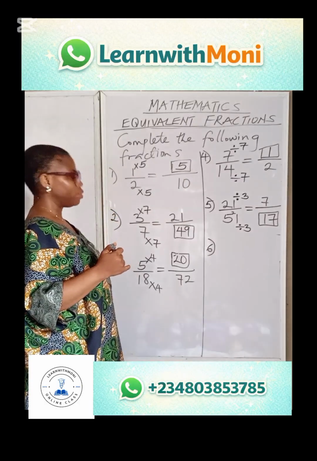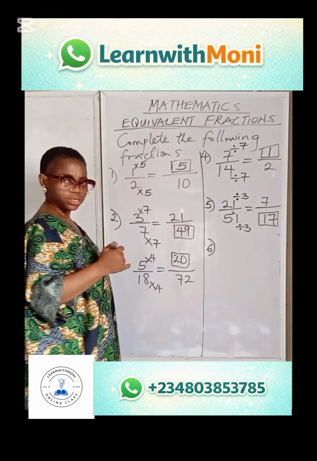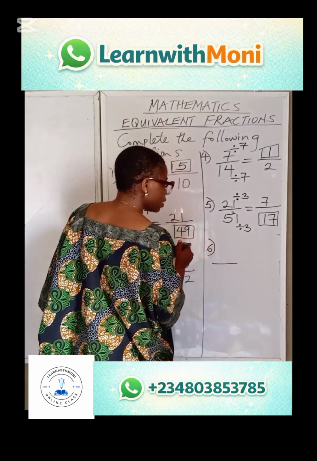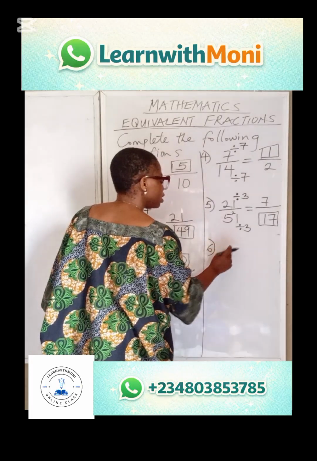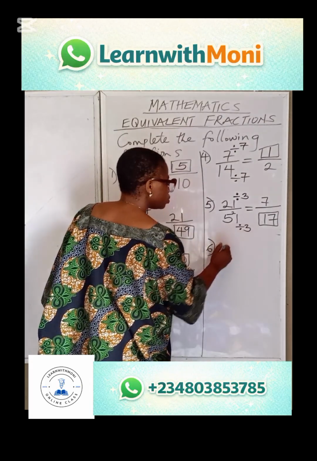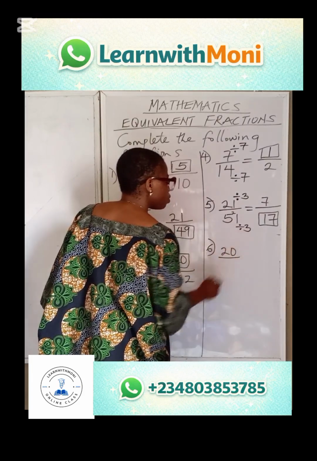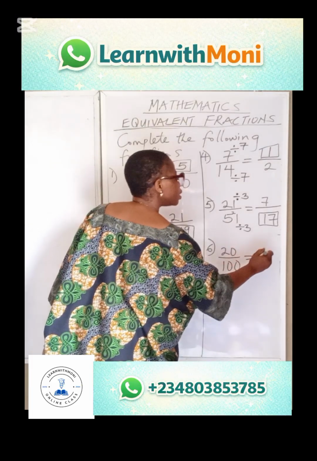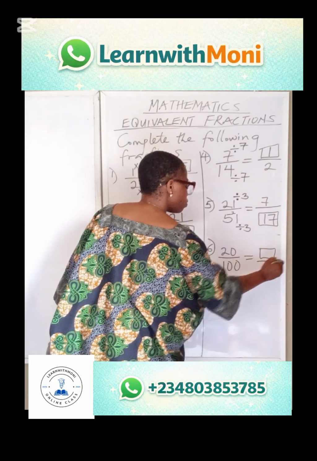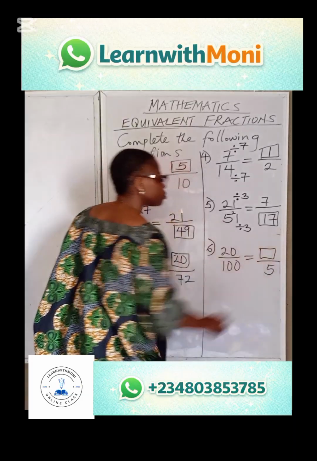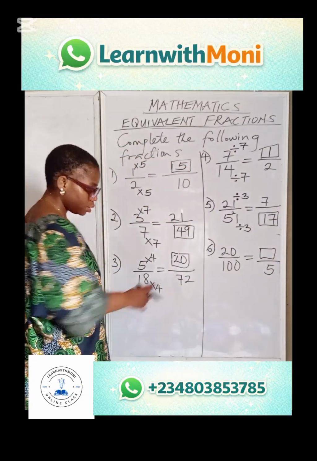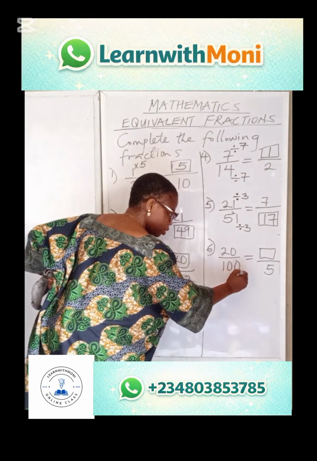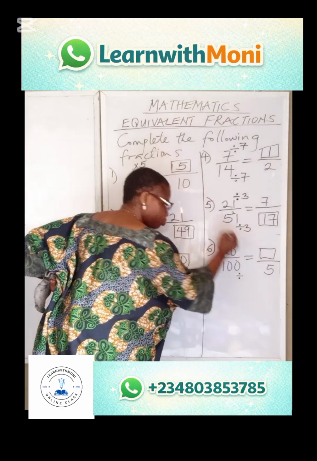Let us look at another example about the shrinking. Let's say I have, let me take the numerator again. In this case, let me have 20 over 100 equals to something over 5. Look at this. The 100 has shrunk to 5. That is division. It is only division that will make a fraction shrink this way.